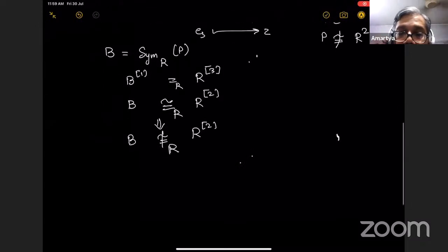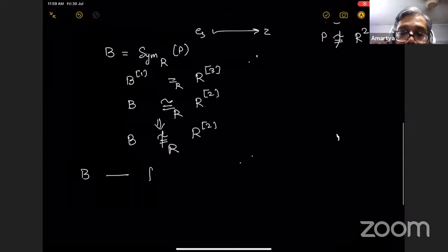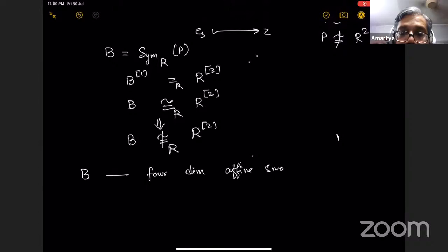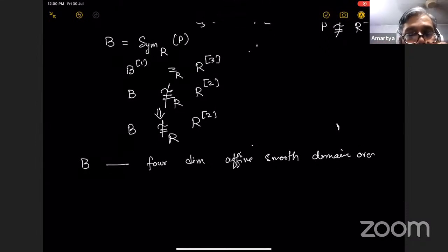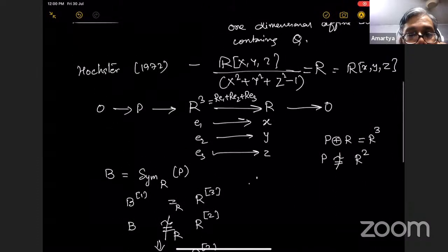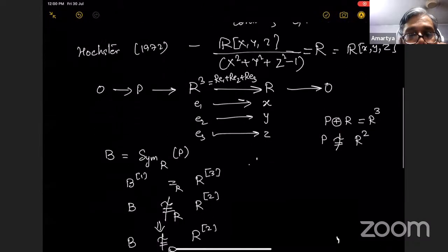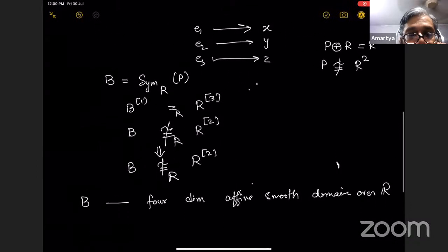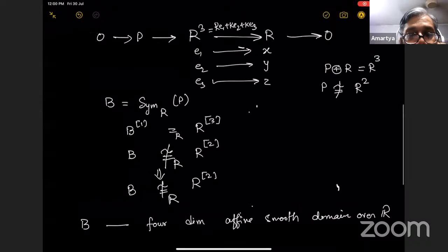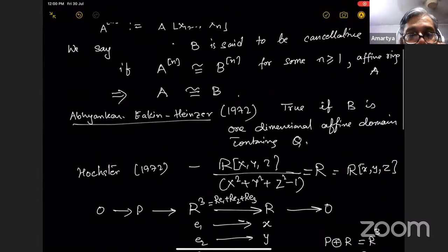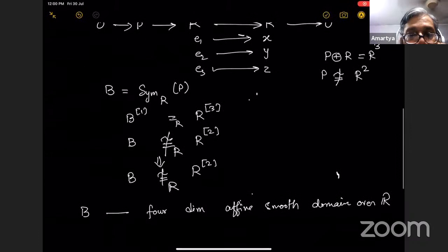So we have an example. What are the things we have? It's a 4-dimensional affine domain. In fact, it's a smooth domain. Yeah, this is not isomorphic, sorry. So it's a 4-dimensional affine smooth domain over real numbers. So this was the first counterexample to the cancellation problem. There were some limitations of this example. Because we had an affirmative answer in dimension 1, and then a counterexample in dimension 4, and that too over the real numbers, not over the complex numbers.